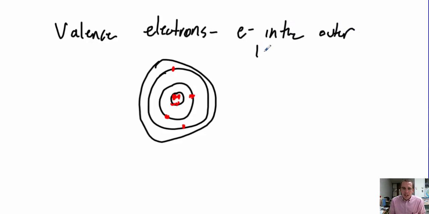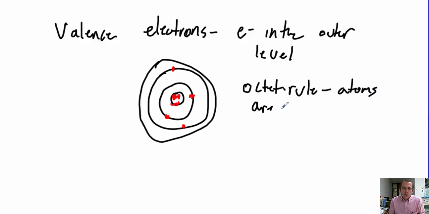And like I mentioned in the previous video, that outer level is generally going to have somewhere between 1 and 8 electrons on it, and then the next energy level starts to fill. So the octet rule, which says atoms are stable when there are 8 valence electrons, applies to almost all atoms except the little ones. Octet just means 8. Octet rule: atoms are stable with 8 valence electrons.